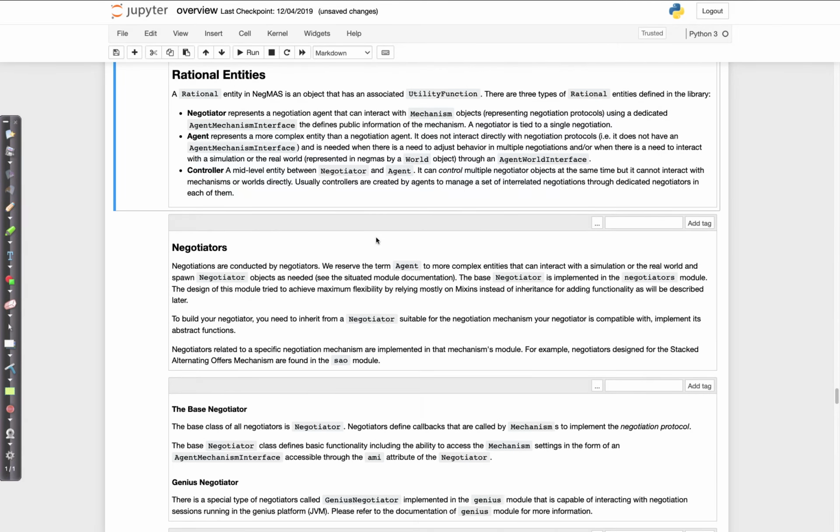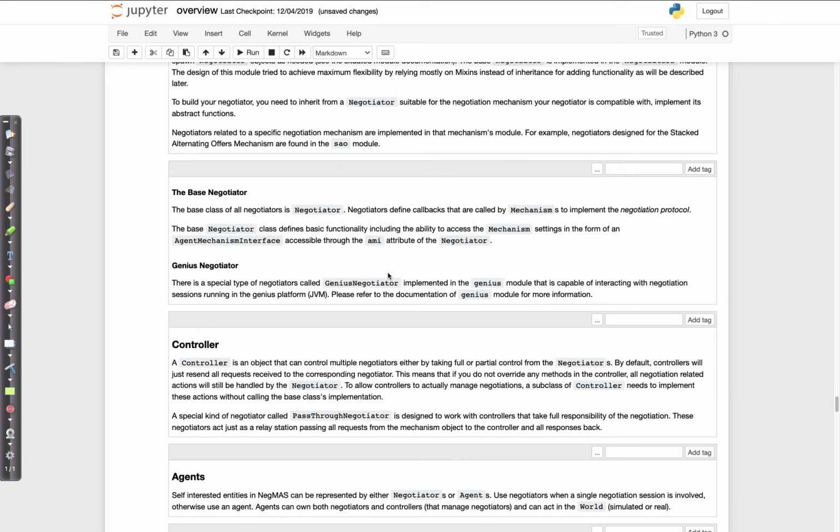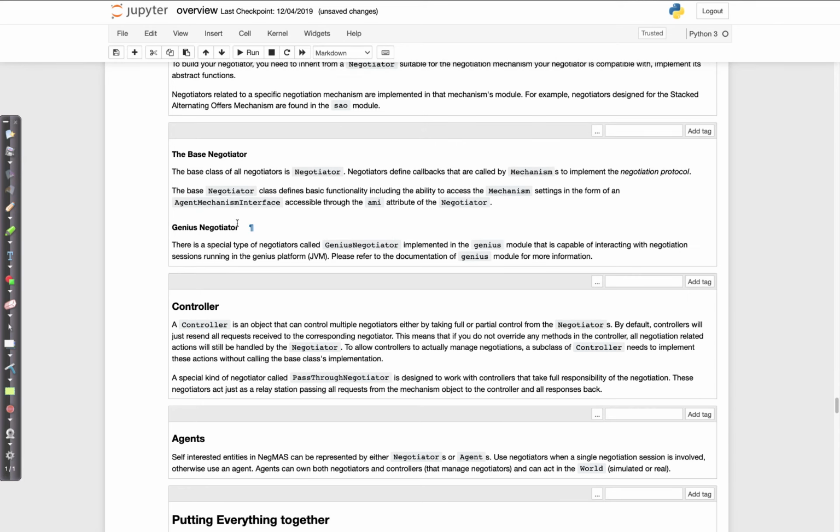So in NegMAS, the agent that actually engages in negotiation is called a Negotiator. The word agent is reserved for a more complex entity that we will not go into in this tutorial. So the Negotiator is the agent that actually engages in negotiation. And the negotiation protocol is called a mechanism. Okay, we said that mechanism and protocol are interchangeable. There is a specific type of negotiator in NegMAS called genius negotiator, which allows you to connect to Genius agents. So you can use Genius agents as negotiators in NegMAS.